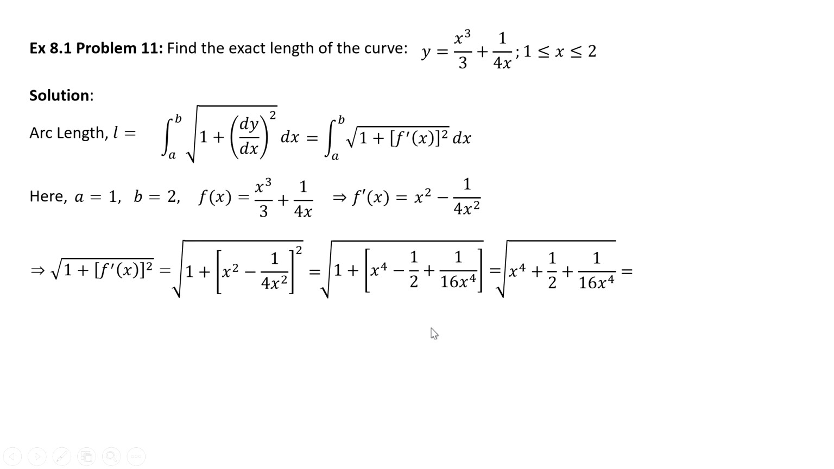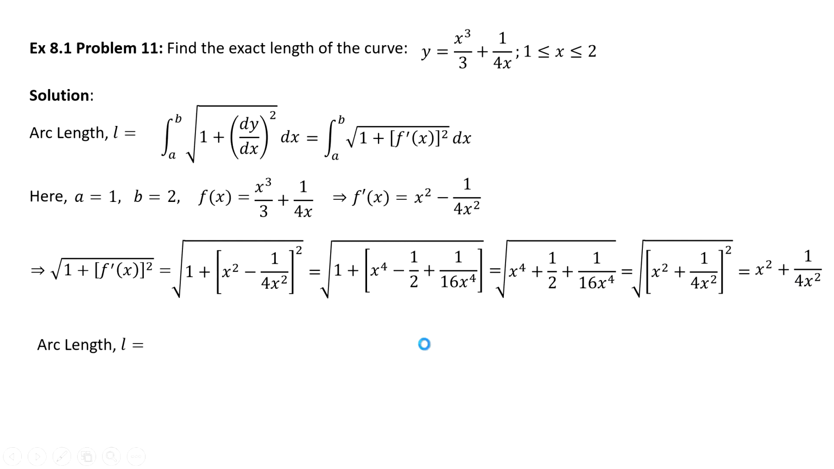Now there's something interesting here. Would you agree this stuff inside the square brackets was the square of x squared minus 1 over 4x squared? So what do you think x to the 4 plus 1/2 plus 1 over 16x to the 4 would be? It's just that you change this to x squared plus 1 over 4x squared. So that whole thing simplifies to x squared plus 1 over 4x squared, the quantity squared. And when we take the square root of it, let's just take the positive value, x squared plus 1 over 4x squared. Cool.